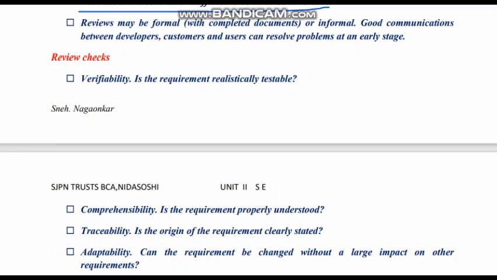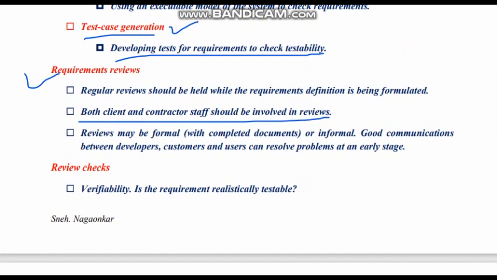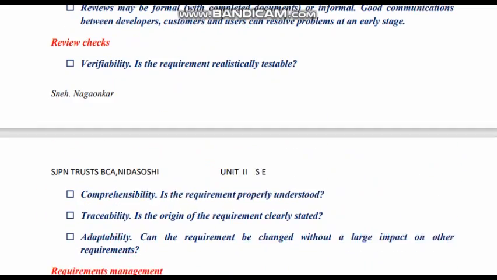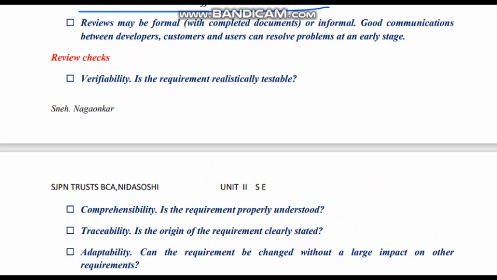Comprehensibility is nothing but: is the requirement properly understood? You can cross-verify whether the requirements provided by the customer and noted down by the system analyst are properly understood. Traceability: is the origin of the requirement clearly stated? Adaptability: can the requirement be changed without a large impact on other requirements? Please go through the second phase. As I told you, that is all about requirement classification. The third is about requirement validation, and then we'll go to the next phase in the next video. Until then, take care.